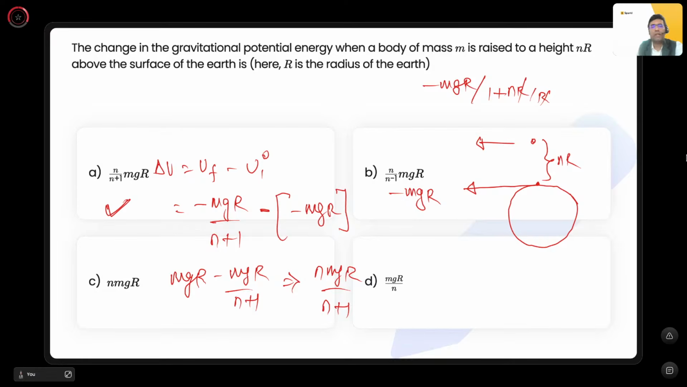Potential energy का concept in gravitation is very very important. Energy conservation पर question पूछा जा सकता है, change in potential energy पर पूछा जा सकता है. You have to do it, you have to practice these questions. Next question.